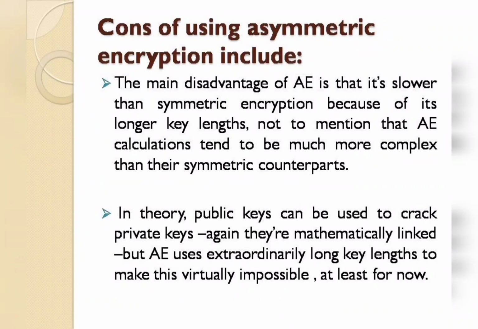On the flip side, the main disadvantage of AE is that it's slower than symmetric encryption because of its longer keys, so it's more complex. In theory, public keys could be used to crack private keys. Again, they are mathematically linked, but AE uses extraordinarily long key lengths to make this virtually impossible.